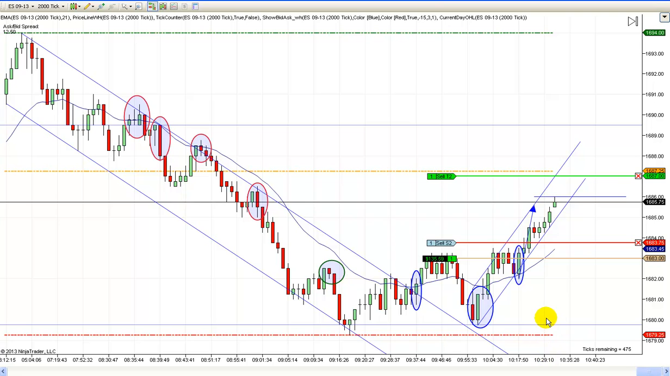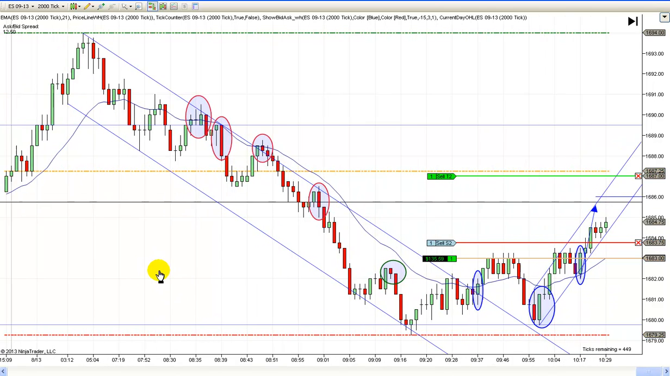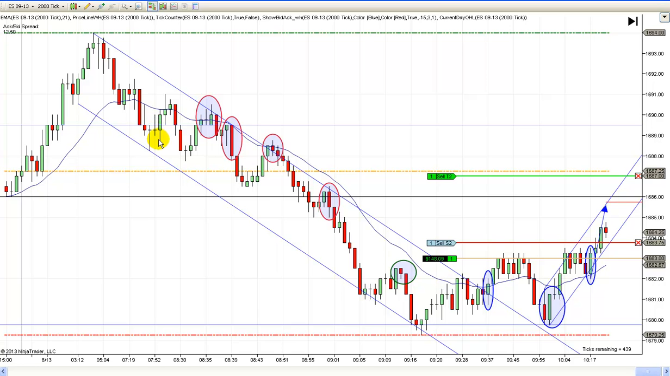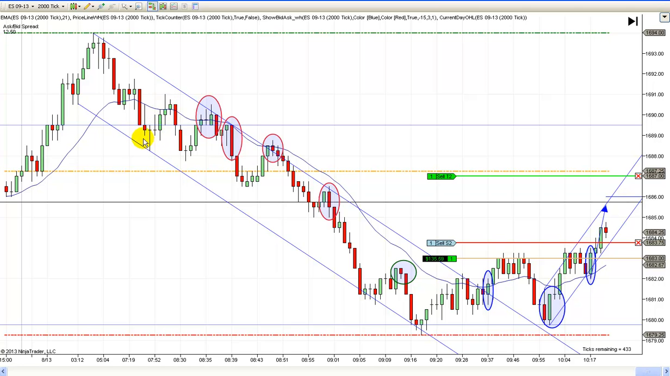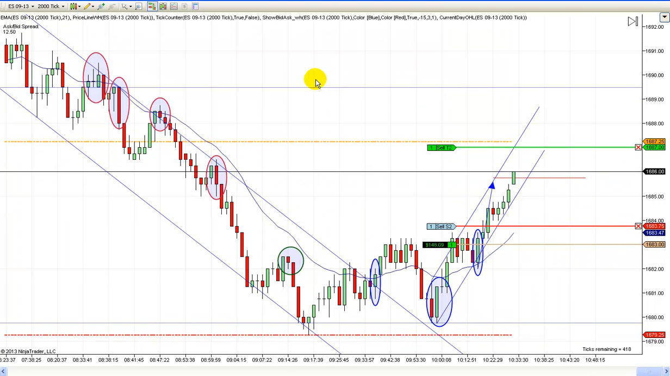But while we're waiting on that, I'll show you some more two-legged moves. There's really a two-legged move right here. Notice this move up to right here, then it pulls back to right here, and then it goes higher again. That's two legs. And if you're having a hard time seeing this stuff, you can always drop to a smaller chart and it'll be obvious.